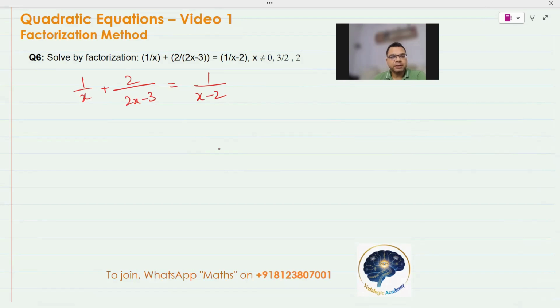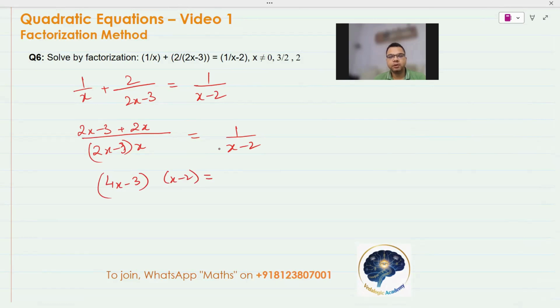So I take the numerator as common here, (2x minus 3) into x, and this will go into the numerator, plus 2x equals to 1 upon x minus 2. Now, I'm going to cross multiply these things. So it becomes 2x plus 2x is 4x, (4x minus 3) into (x minus 2) equals to x into (2x minus 3). So this has gone up on the right hand side, and x minus 2 has come to the left on the numerator side.